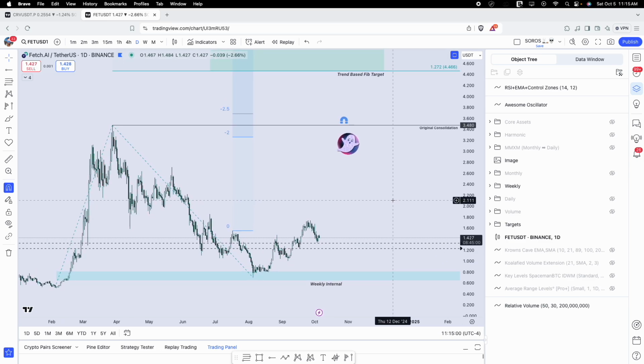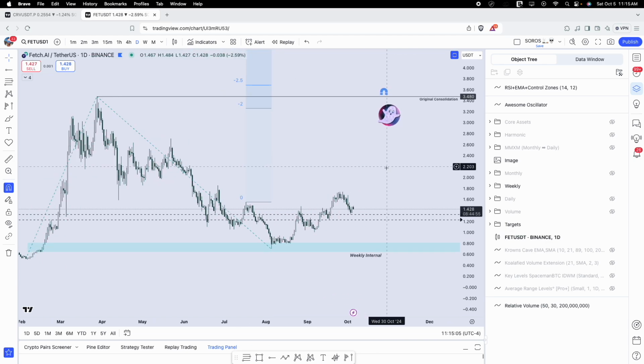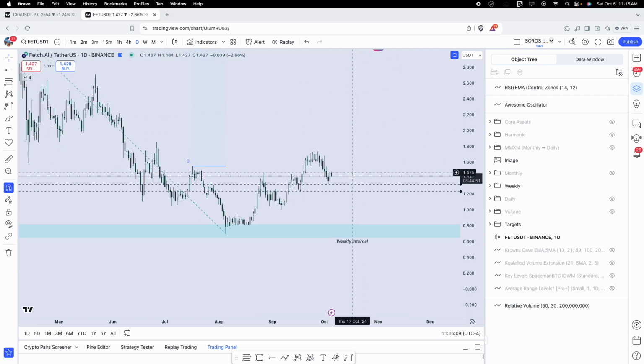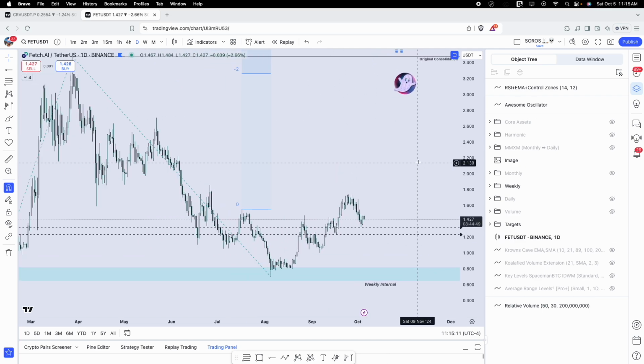I think FET is going to do really well. It has obviously a cult that will keep bidding as long as things look bullish. They're going to keep bidding. So any pullback, I'm trying to long for a swing trade.